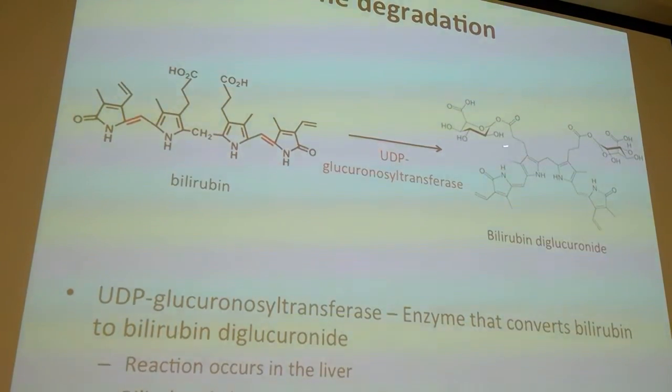It adds glucuronic acid to the propionic side chain of the bilirubin molecule to form bilirubin diglucuronide. This is important because this molecule can be secreted by the liver into the bile, which is then secreted into our small intestines for excretion from our body. So this is a route to get rid of this molecule. That's why it's important to be able to form bilirubin diglucuronide.